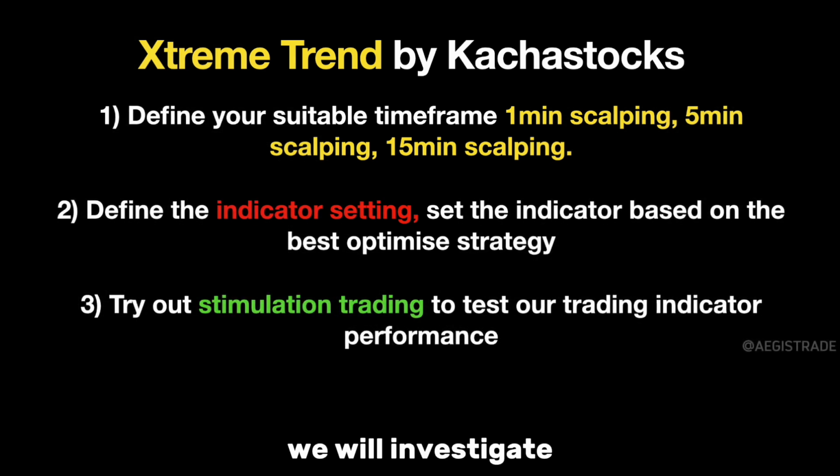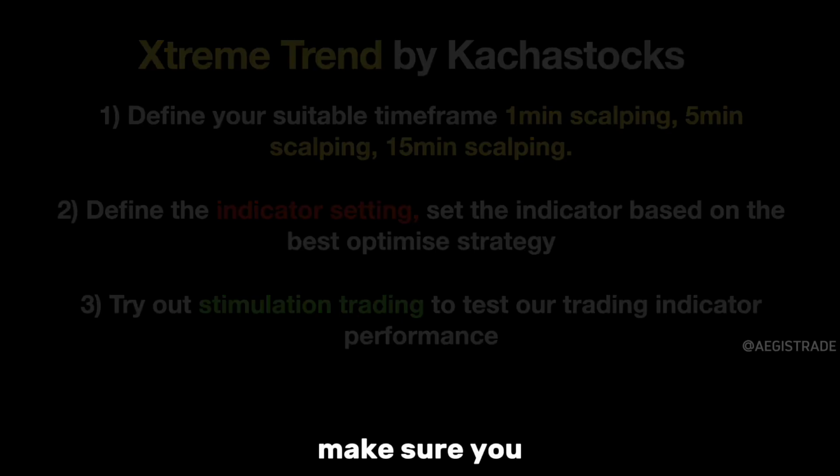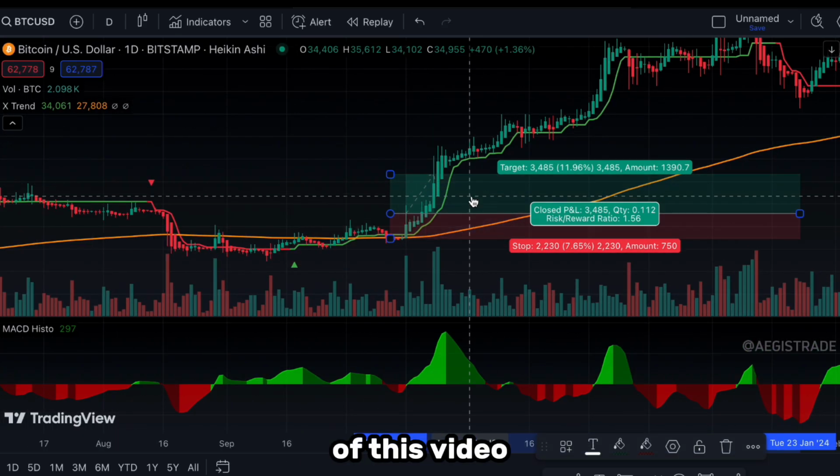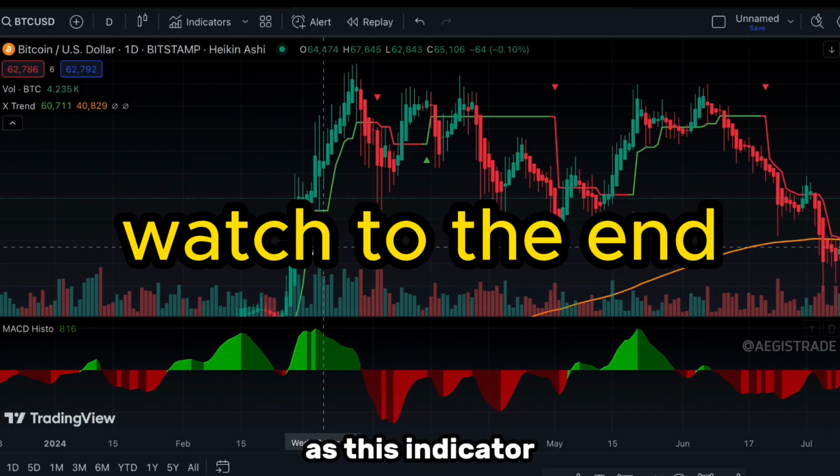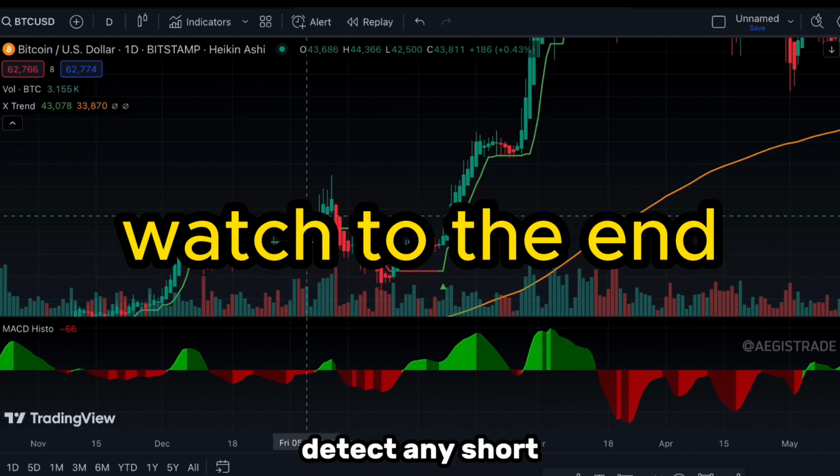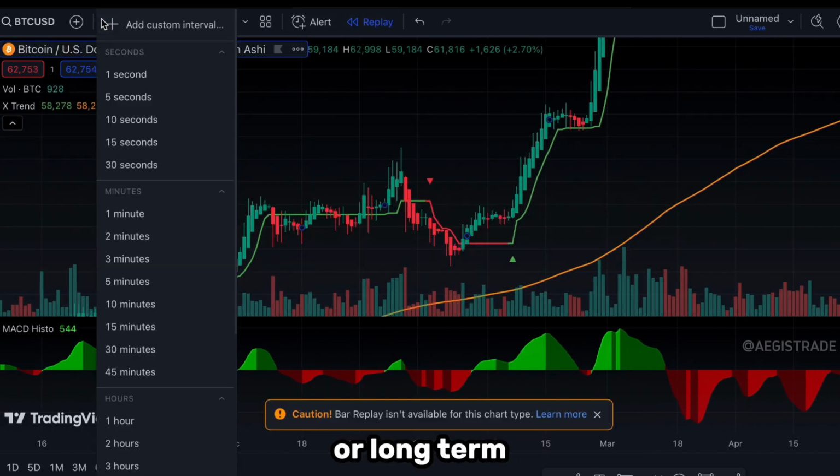We will investigate the risk and reward of this trading strategy and try to optimize the settings to suit our trading plan. So make sure you watch each part of this video so that you won't miss out on any of it, as this indicator is suitable to detect any short-term or long-term reversal.